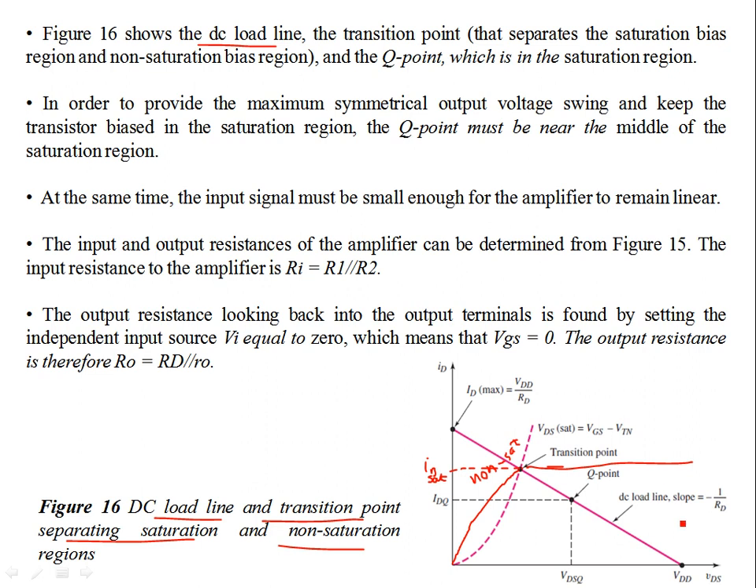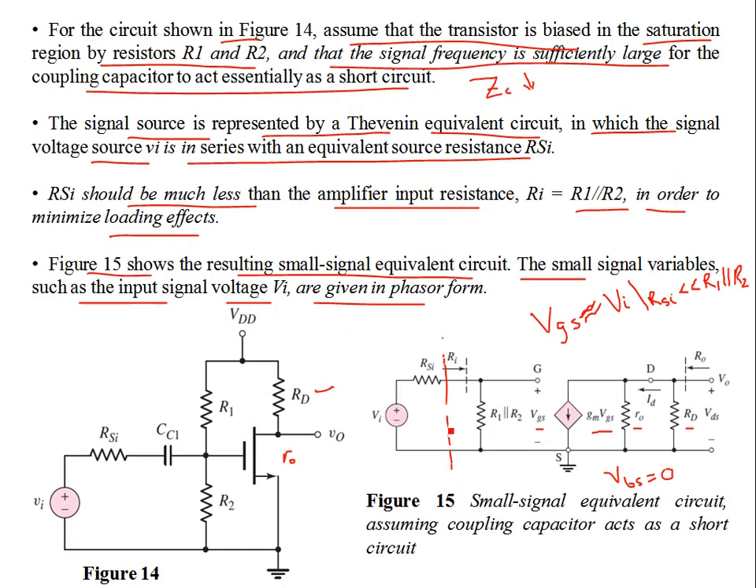Figure 16 has the DC load line, which has a slope of minus 1 over RD, and it also shows the transition point that separates the saturation bias and the non-saturation bias region. It shows the Q point, which is in the saturation region, for the transistor to operate as a linear amplifier. Now the DC load line consists of two points. If you look at this circuit again and do the DC analysis, forget about this part because the capacitor is open to DC. So let's not consider this part for DC analysis.